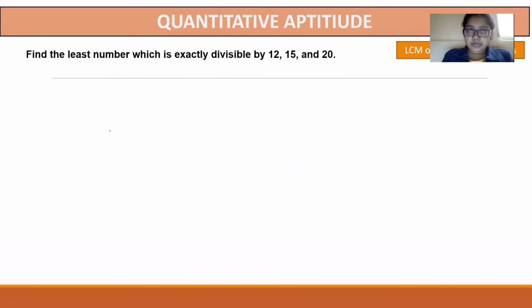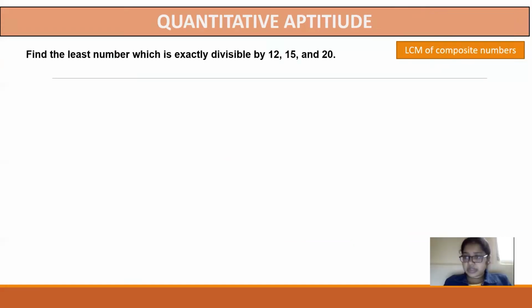Moving to the next question. The least number which is exactly divisible by 12, 15, and 20. This is a kind of LCM question, the type of LCM of composite numbers. Options are 40, 50, 60, and 80.